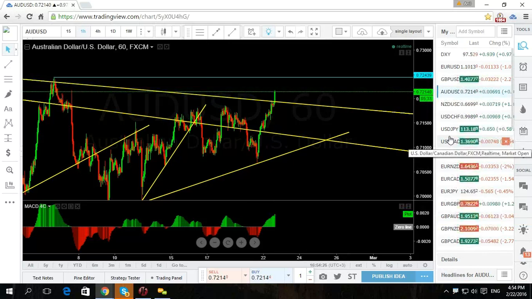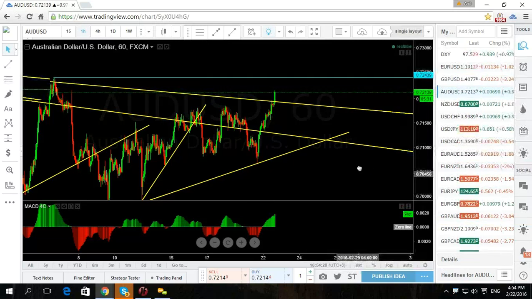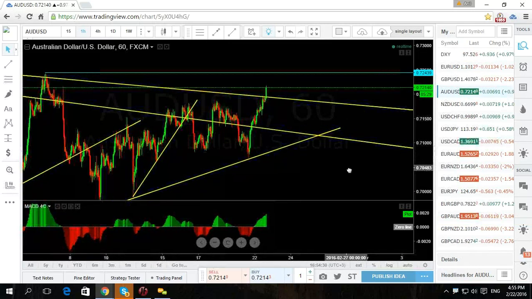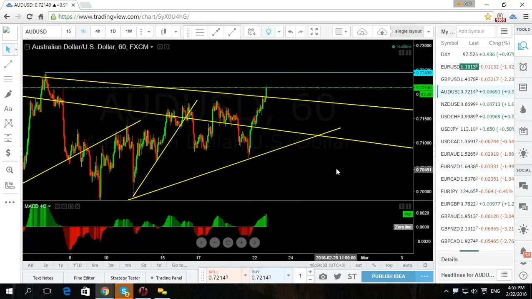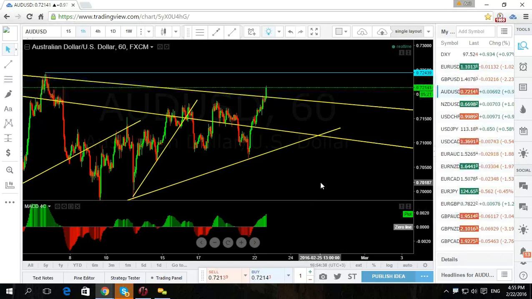Do I have any setup for today? Nothing right now. We're waiting for some things to at least pull back or consolidate before you can get in any trade. Because if you jump in the candles, you'll be just chasing them, and I don't like to do that.